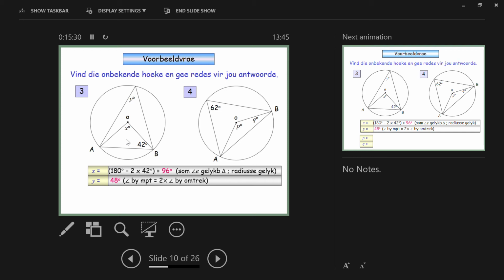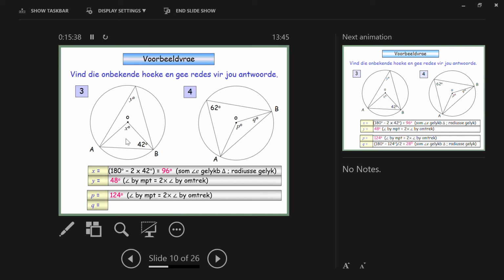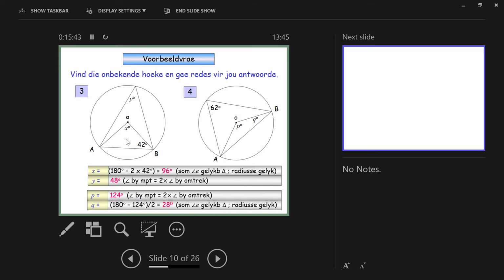Okay, let's look quickly at number 4. What are P and Q going to be? Who wants to guess? But you probably have it in front of you, right? Okay, so P will be 124 because that's double my circumference angle. Right? And Q is then 180 minus that 124. And again, it's an isosceles triangle. So then I divide that by 2 and get the 28.